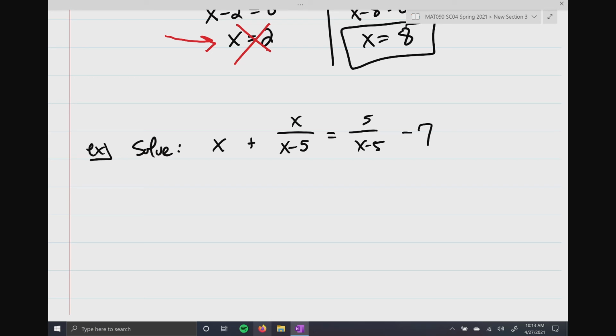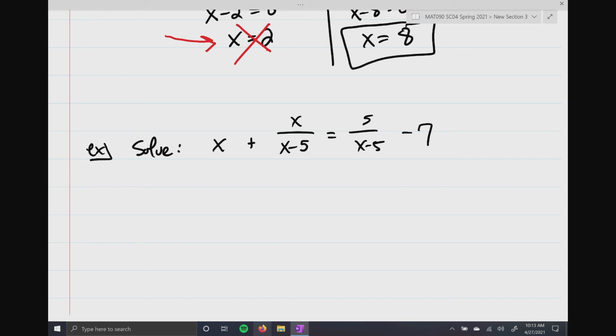Does anybody need any help? Anybody have an answer? Negative 8. Minus 8. Is that the only solution? I got 5 as well, but 5 cannot, x cannot be 5.